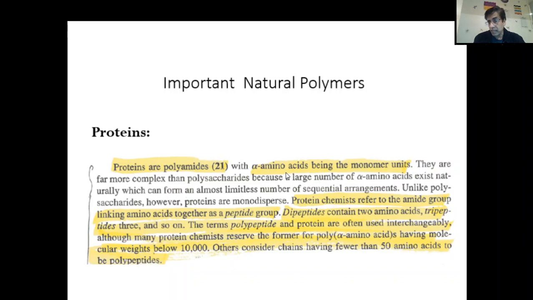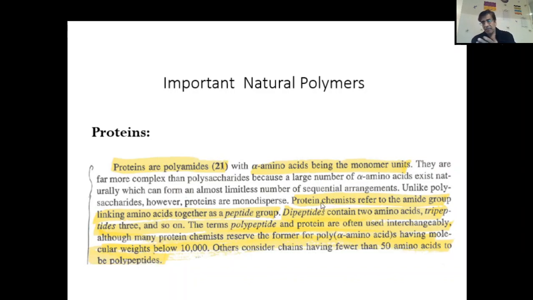If you forgot what an alpha amino acid is, go back, Google and find out how the structure looks like. Or I will show you one structure here as well. And this is the monomer unit. So both the carboxylic group and amino group are present at the alpha carbon. That's why this carboxylic group and amino group can connect together to make an amide linkage. Okay, these are alpha amino acids.